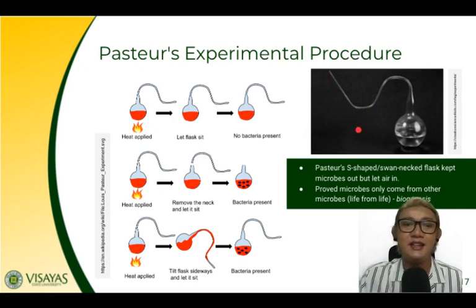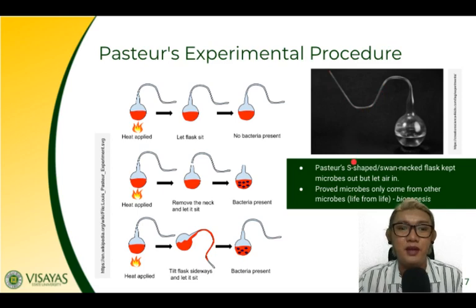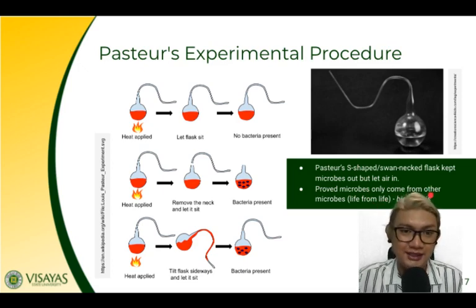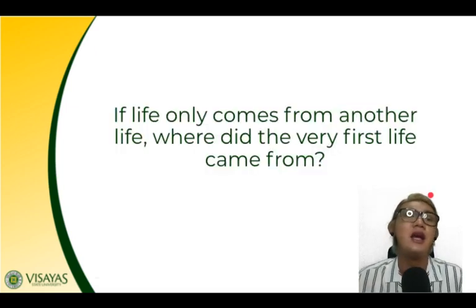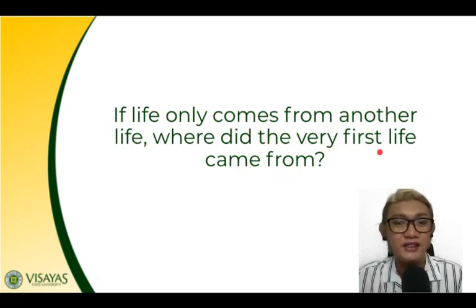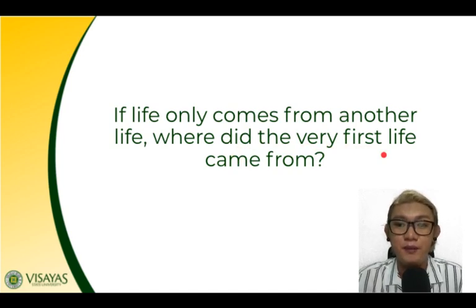So this experiment again proved that microbes only come from other microbes, or life from life. And this is what we call biogenesis. Now, if life only comes from another life, the question is, where did the very first life come from, or that very first true cell? Where did it come from?